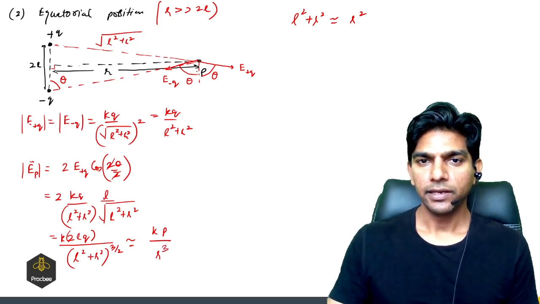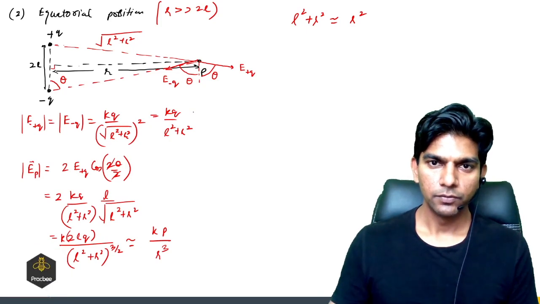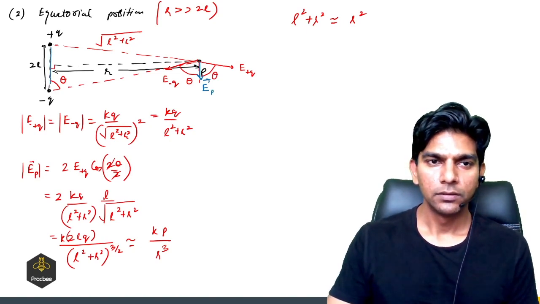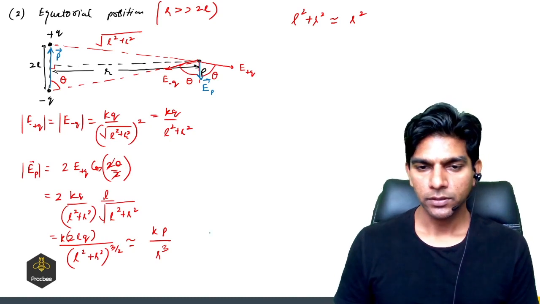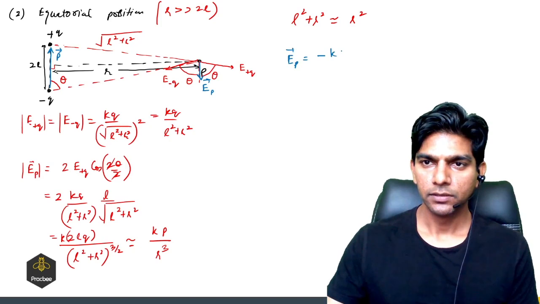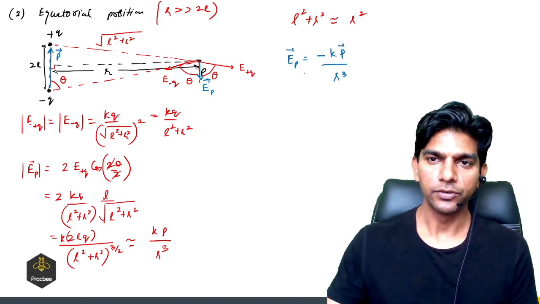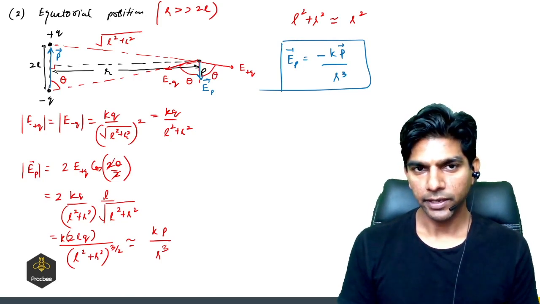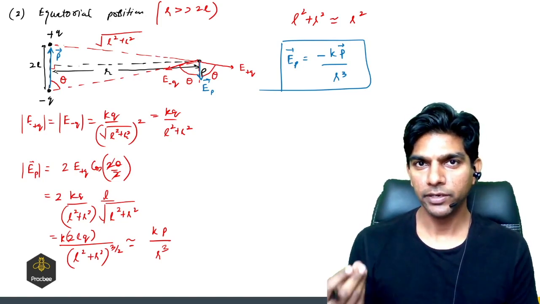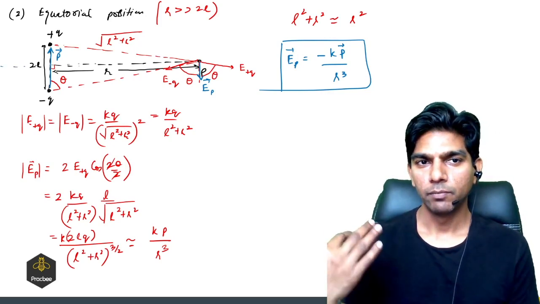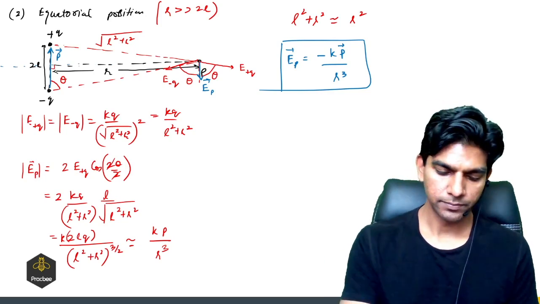Now here the electric field will be in the downward direction. This electric field is opposite to the electric dipole moment direction. So in vector notation, I can say the electric field at point P will be minus K p vector upon R cubed. So that is the electric field at a point on the equatorial plane. Now this is the equatorial plane, a plane which is bisecting the line joining the two charges.